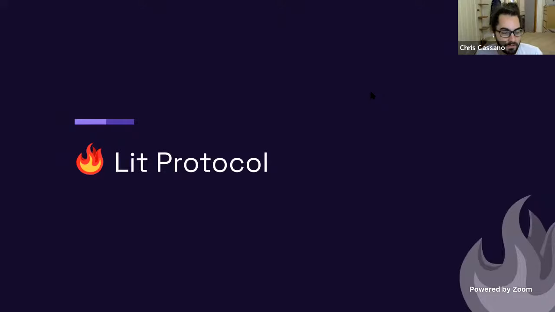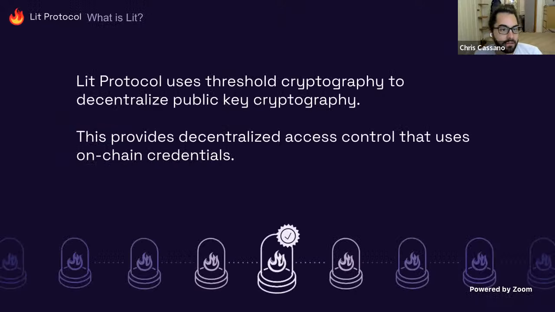So let's get started. What is Lit Protocol? Lit Protocol utilizes threshold cryptography to decentralize public key cryptography. So what does that actually mean? We all are familiar, hopefully, with public key cryptography and how it works and what you can do with it, right? You can sign things with a private key. That's like the basis of all cryptocurrency. And you can also encrypt things to the public key and decrypt them with the private key.